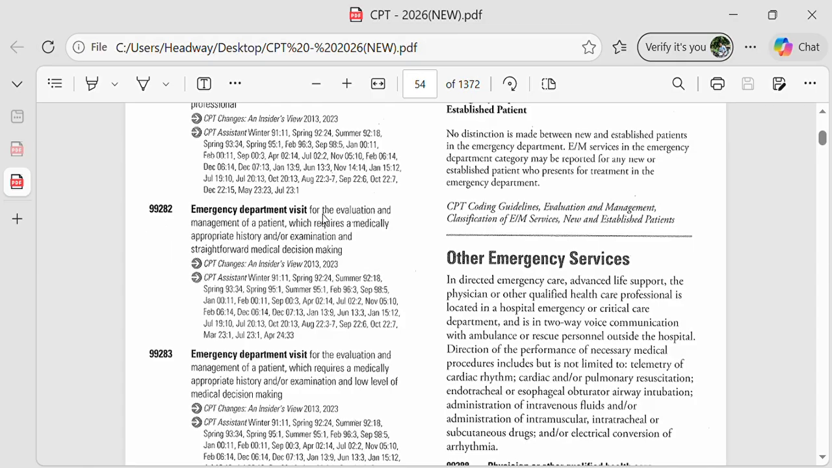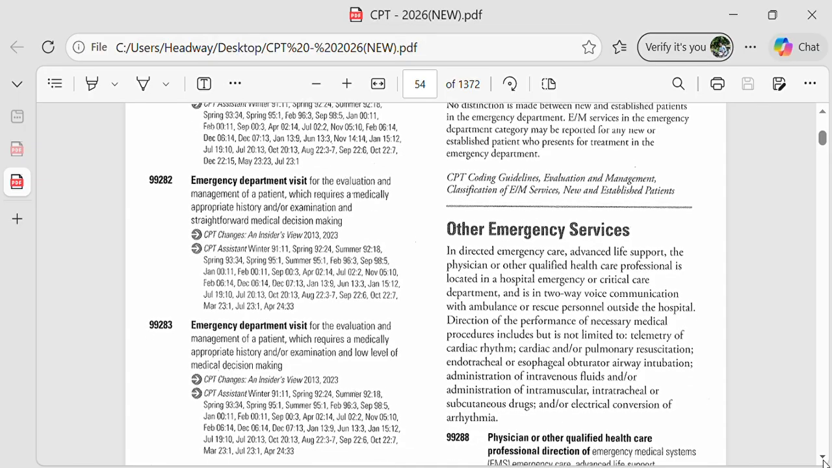So here clearly, for the evaluation and management of the patient which requires a medically appropriate history or examination and straightforward medical decision making. Straightforward medical decision making is clearly mentioned here.